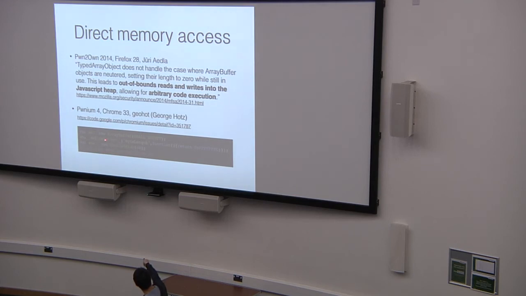This one was pretty cool. It was found by GeoHot. So what he did is he initialized an array buffer object and redefined the getter for the byte length property of this object. And it was a function which returned a pretty big value. So he simulated a really small array buffer which pretended to be pretty big. And through that, he was able to read and write arbitrary memory areas.